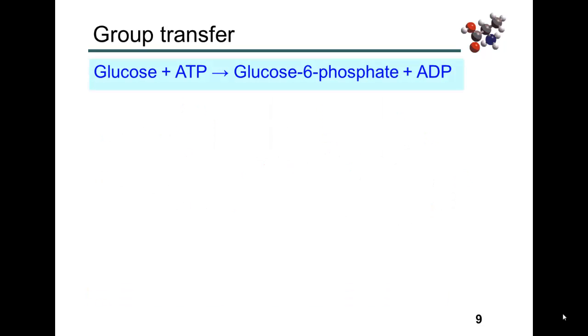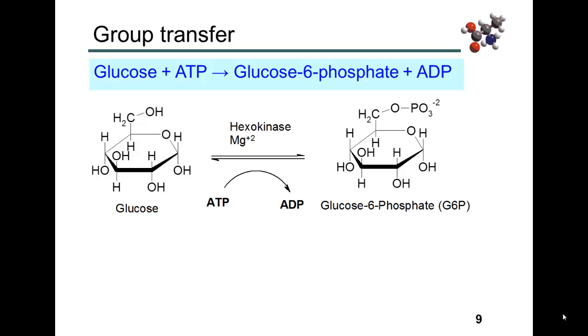Okay, group transfer. This is a very common example of group transfer, actually, when a phosphate group is transferred from ATP to a substrate, and here's an example from glycolysis. Here's the equation including the enzyme. It's worth remembering this is an example of an endergonic process, that is to say the phosphorylation of glucose, being coupled to the exergonic hydrolysis of ATP.